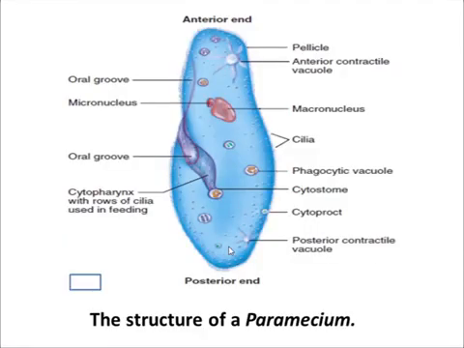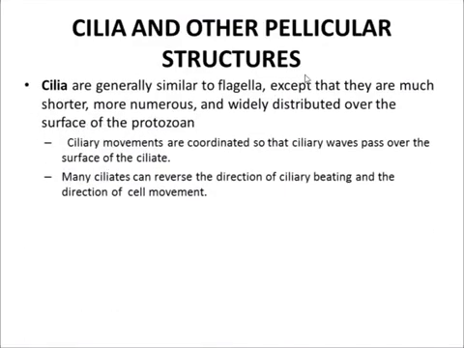Here is the comparative structure of the ciliates, that is the Paramecium, and in the diagram we can see its different structures. There is the anterior end and the posterior end, and there are two different kinds of nucleus, that is the micronucleus and the macronucleus, and the cilia and the pellicle and the other structures we can see in the diagram.